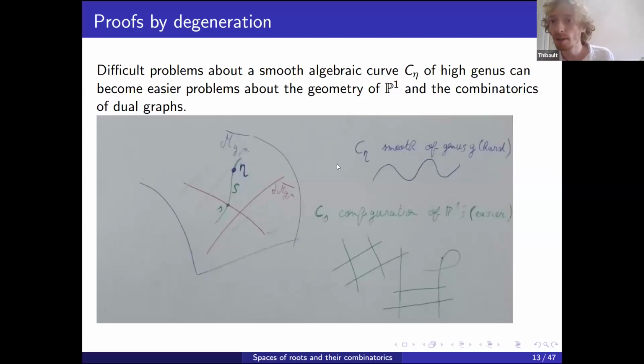So you can take a very hard algebraic problem and you can turn it into a problem about P1 and about the combinatorics of graphs. And often that's easier to solve. So you bring your problem to the boundary, you do the math there, and then you bring the solution back with you along the same path.